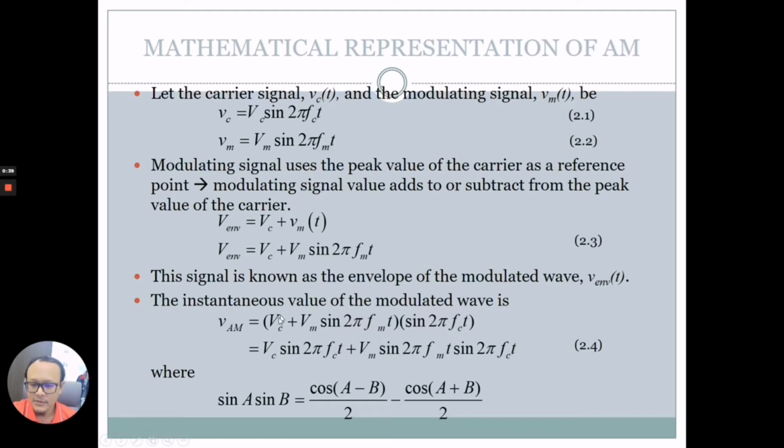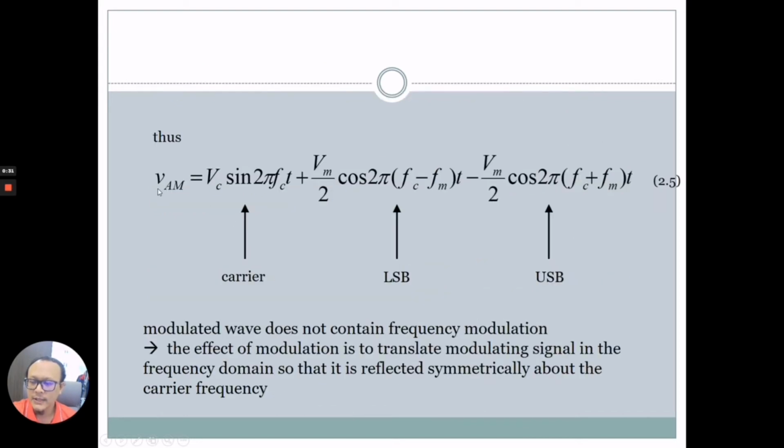From this equation, we can conclude that the last equation is VAM equals VC sine 2 pi FC t plus VM over 2 cos 2 pi (FC minus FM)t minus VM over 2 cos 2 pi (FC plus FM)t. The first term is the carrier signal. The second term, VM over 2 cos 2 pi (FC minus FM)t, is the lower sideband, and the last is the upper sideband.